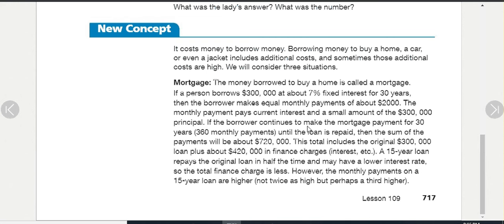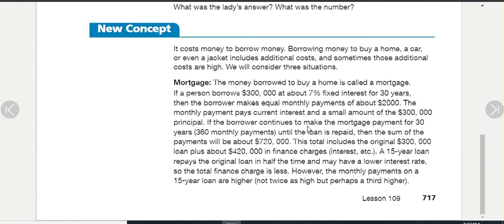When you've got 30 years of payments, there's going to be 360 of those, 12 times 30, 12 every year. Until that loan is repaid, what you end up paying will actually be $720,000: the $300,000 you needed, and then $420,000 in just interest. Yes, you pay more in extra money than you pay in the actual money. So you needed $300,000. You paid that back, and you paid $420,000 on top of it. So if you can pay for a house in cash, boy, do it.